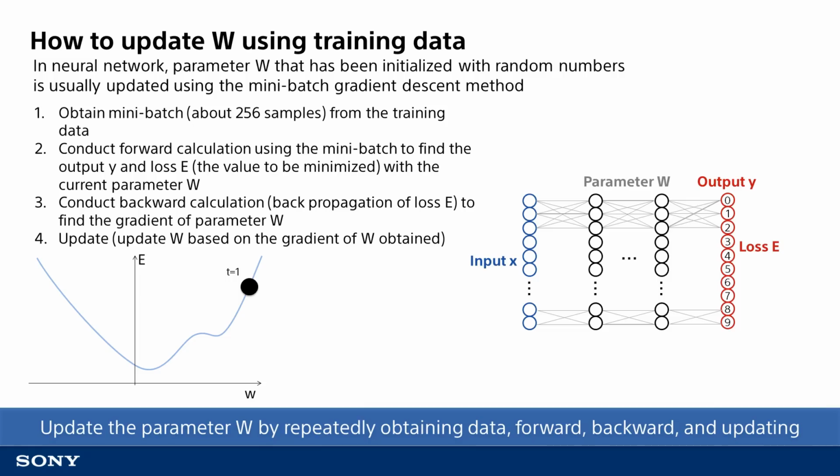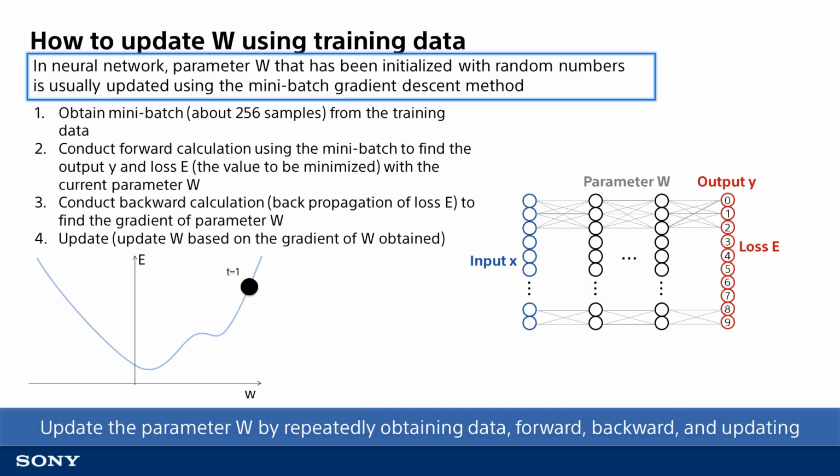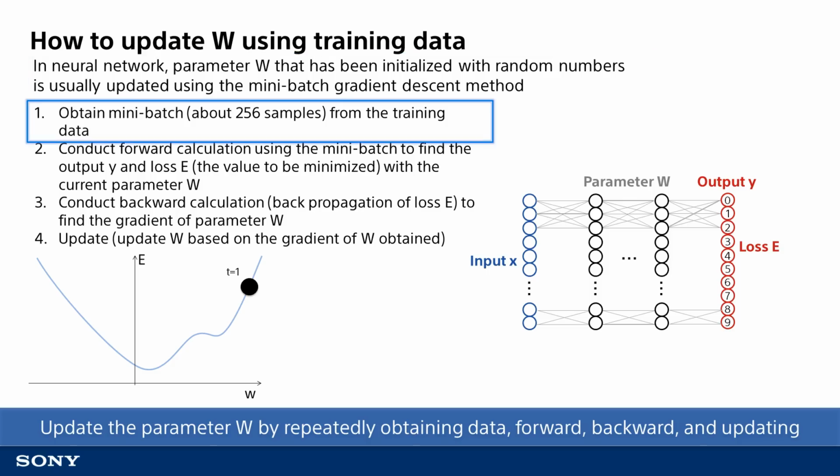Next, I would like to explain how to update parameter W so that the desired output can be obtained from the input in a bit more detail. In neural network training, parameter W that has been initialized with random numbers is usually updated using the mini-batch gradient descent method. As for the operation of the mini-batch gradient descent method, the first step is to obtain multiple sets of data called mini-batches from the training data. For example, let's say that we obtain about 256 samples per batch.